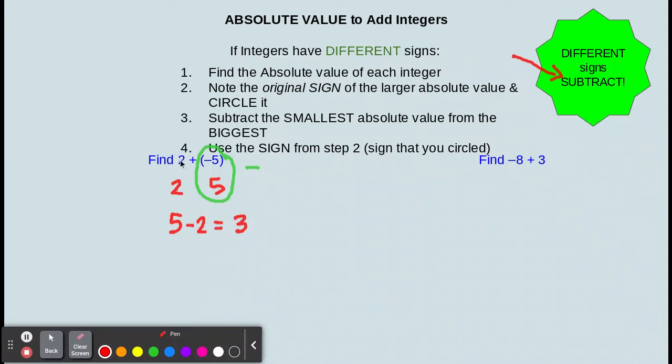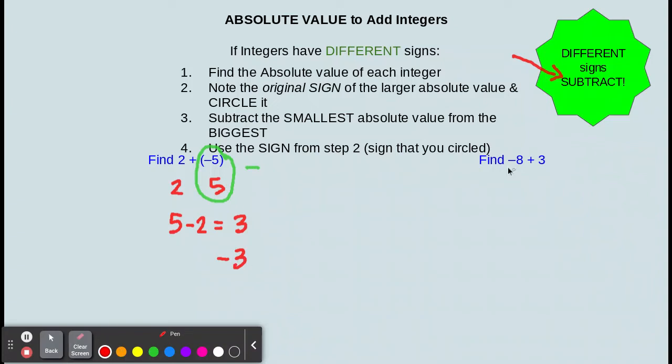Okay, find the absolute values, circle the bigger one, make note of the sign, subtract, and the final step is you have to use the sign that you circled. We circled a negative, so our answer is negative 3.